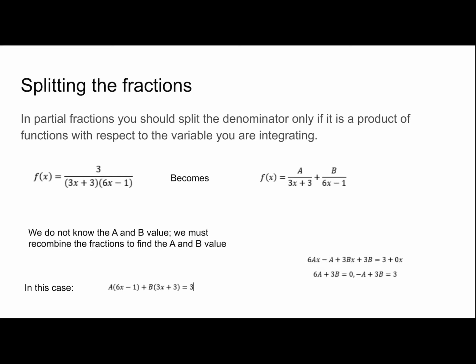So we can make simultaneous equations here. We can say that 6ax minus a, if we expand the brackets, plus 3bx plus 3b, equals 3 plus 0x. There is no x, therefore it's just 0x. So all the x terms should add to 0, and all the terms without x should add to 3. Therefore, in this case 6a plus 3b equals 0, and negative a plus 3b equals 3, and you can just plug and chug it into your calculator in order to find your a and b values.